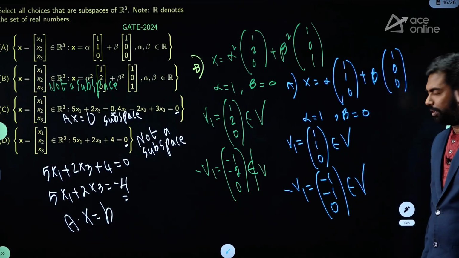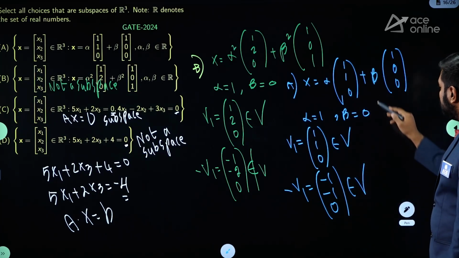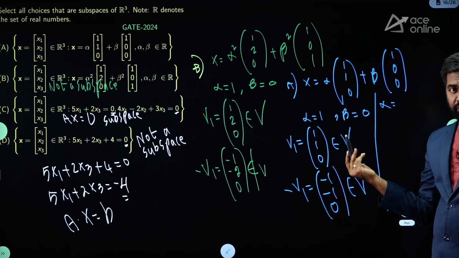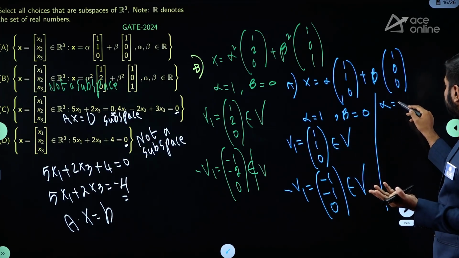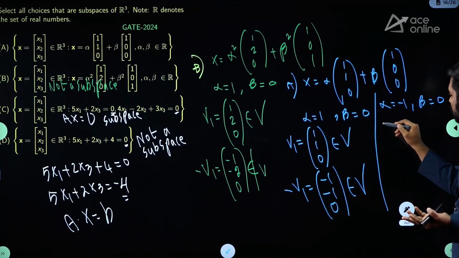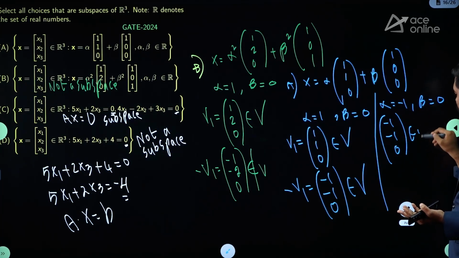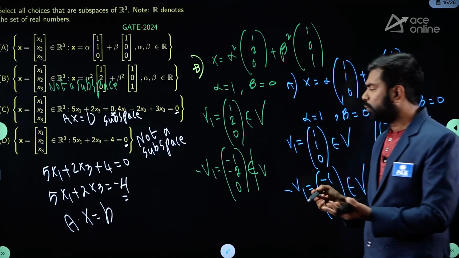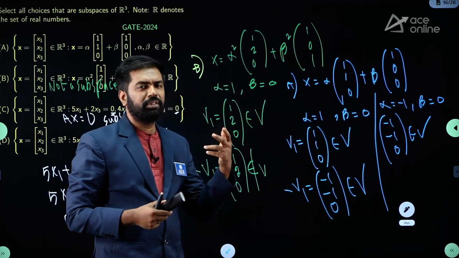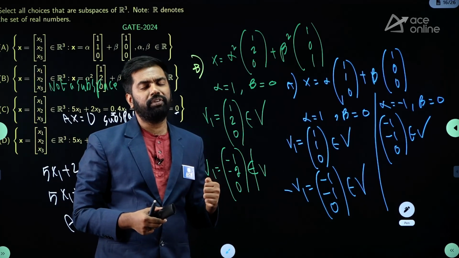How did you tell, sir? Or how can you create a vector which is in the given set? You can easily tell that. I can take any value of alpha. So I'll take alpha as minus 1 and beta as 0. What is the vector? It is (-1, -1, 0), which is part of the given set. Now, you take any two vectors from this and add them, the new vector will also be part of that.